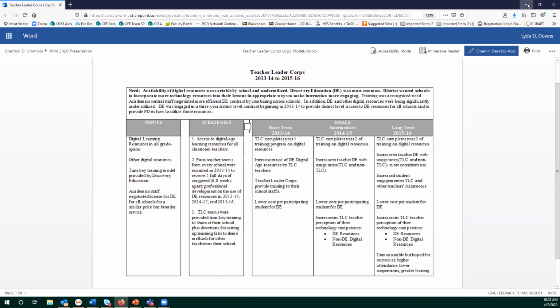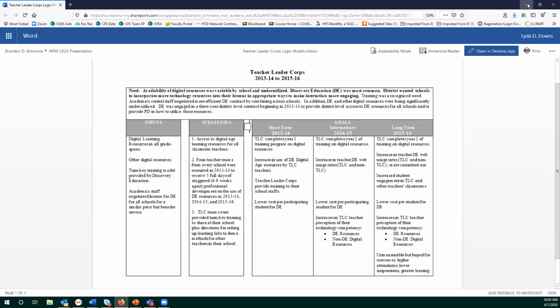4 teachers from every school were selected as trainers. We would train them and provide structured full days of training on use of digital resources, and then we would send them back to their schools to train their colleagues, and we would provide them all the resources they need to complete that training.